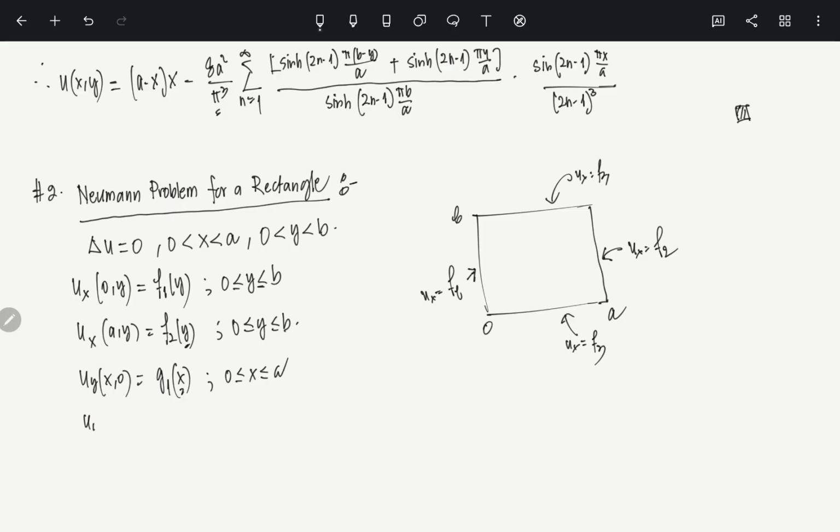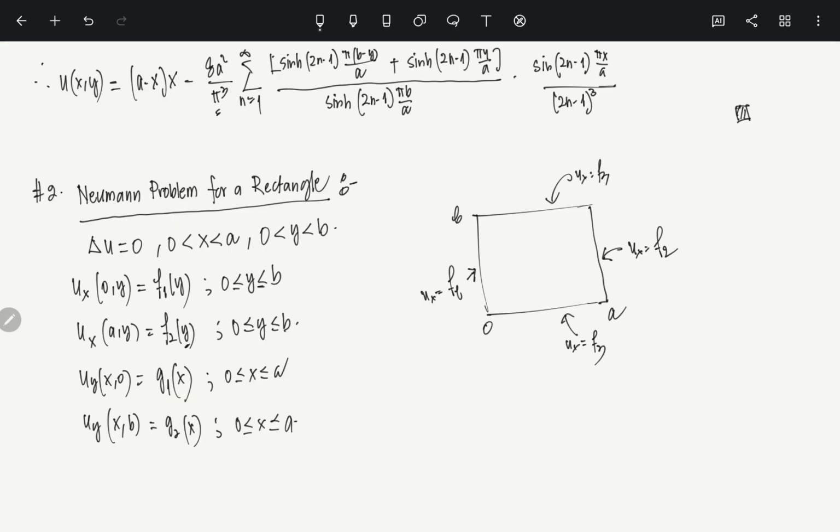And similarly, uy at the point x, and what is this, b, right? This is g2 of x. Clear? This is g2 of x. So this is again x between 0 and a. So slightly different conditions here, and this is called the Neumann condition. So please remember, the data is given with respect to x and with respect to y variables. Clear? Now you remember the Neumann condition.